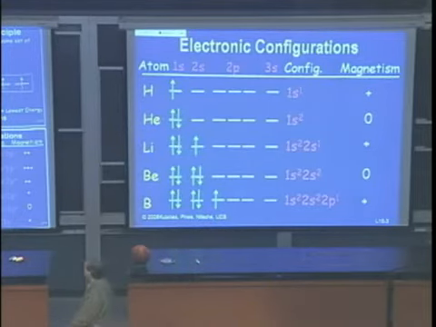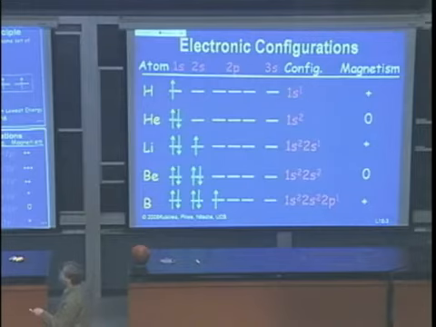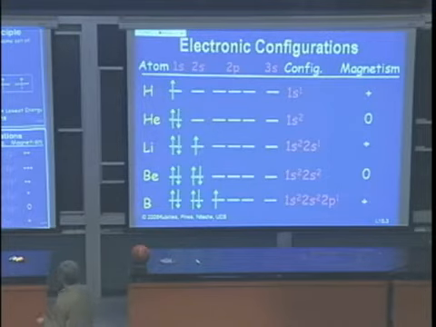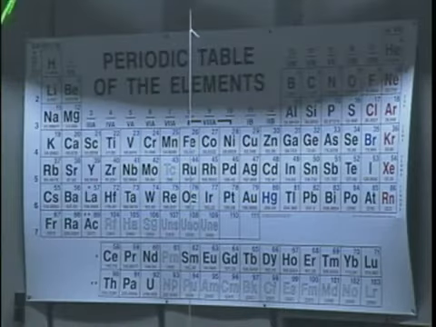So we have hydrogen. You see, we go over to the periodic table here, and I go back and forth between the periodic table and this here. So we have hydrogen.